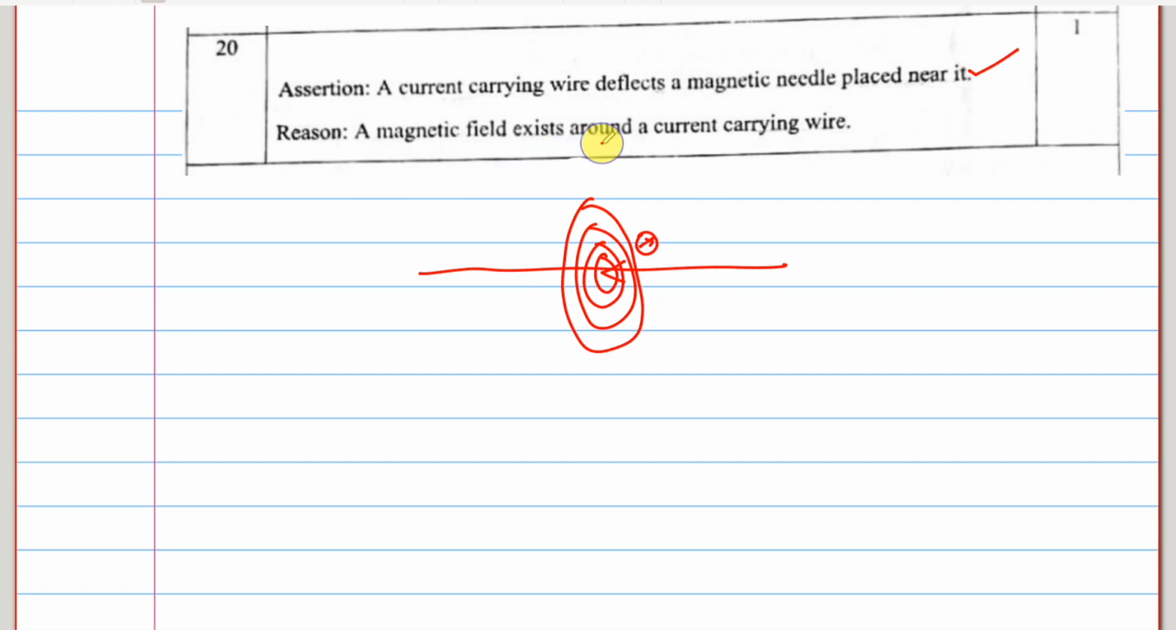Next, reason: a magnetic field exists around a current carrying wire. Yes, this is also true. There is a magnetic field around a current carrying wire, and the needle is deflected because of the interaction of the magnetic field of the wire and the magnetic field of the magnetic needle of the compass itself. So due to the interaction between two magnetic fields, there is deflection. Both the statements are true, and it is the correct explanation. A current carrying wire deflects a magnetic needle placed near it because a magnetic field exists around a current carrying wire. So this statement makes sense. So for question 20, option A would be the right answer.